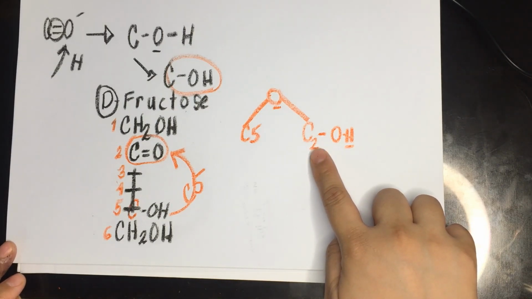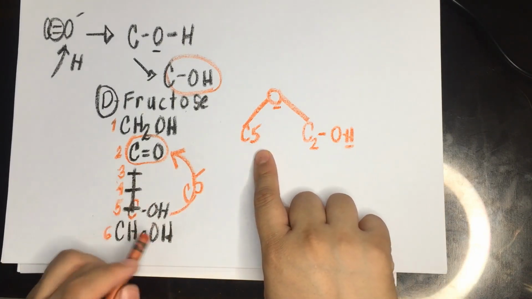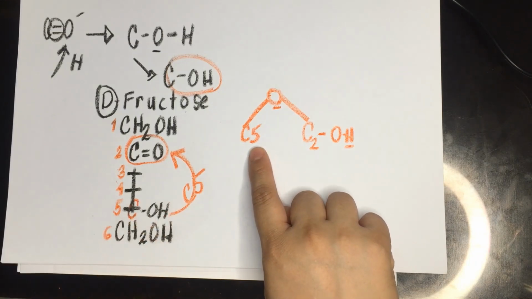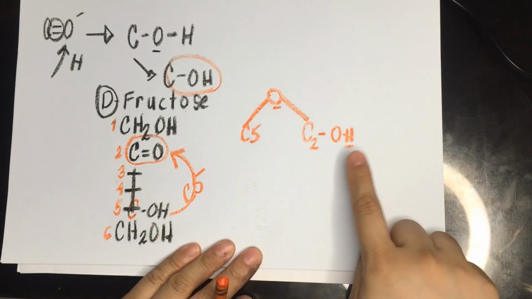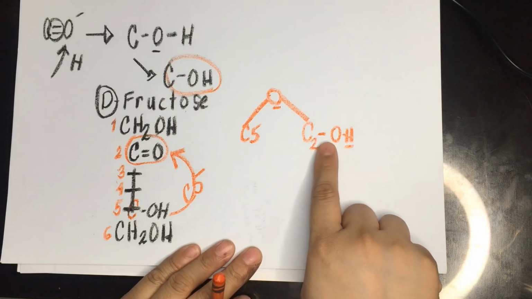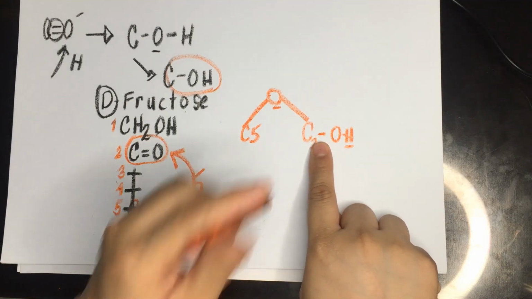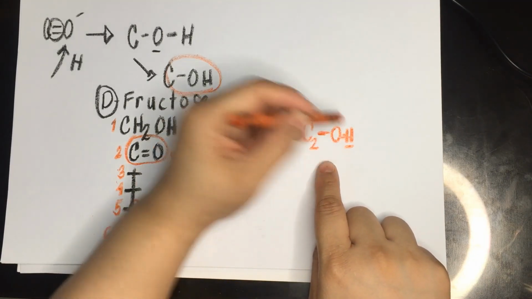What happened to the double bond of our oxygen in carbon number 2? Since it is a ketone, it is no longer present, and it bonded with hydrogen. So for carbon number 5, we have here a hydroxyl group: carbon, oxygen, and hydrogen. For carbon number 2, the double bond O is no longer present because it bonded with hydrogen.